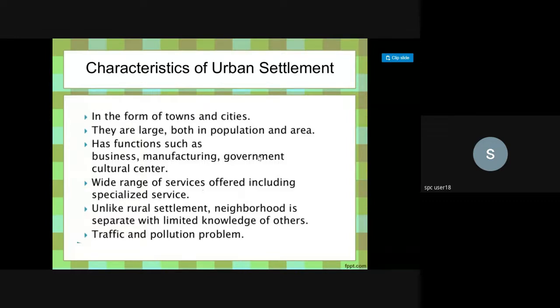Okay, and as I said the other day, unlike rural settlements wherein particularly the elderly people would know most of the names of the people in the settlement, here in urban areas, you'll see that neighborhoods are separate. Everybody is minding their own business. There is limited knowledge about others.